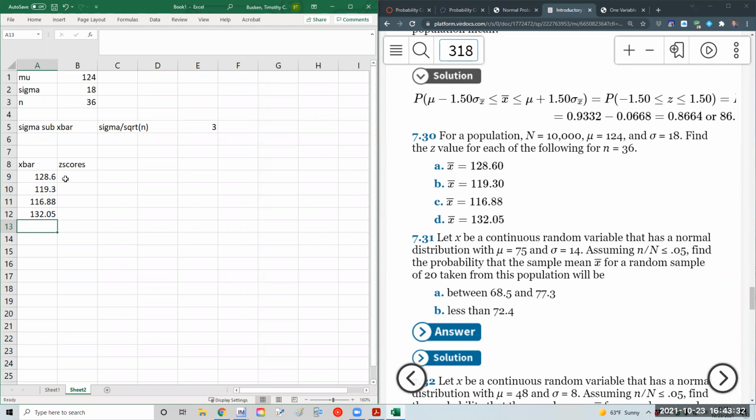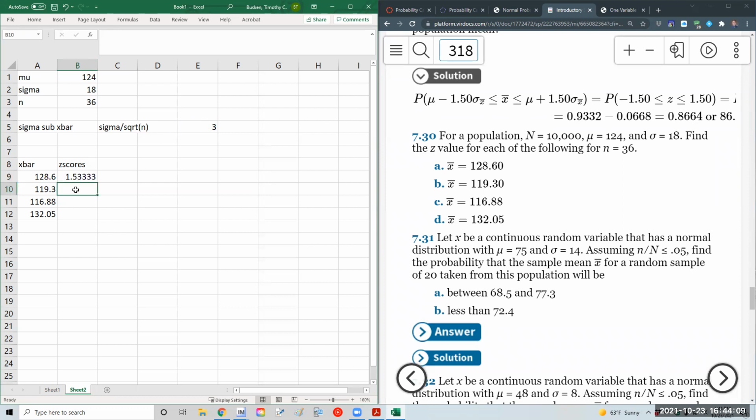Okay, so double check I've entered those correctly, looks good. So now I'm going to type in the z-score formula. And so that's going to be equals to, I'm going to use parentheses for my numerator. It's the value of x bar, in this case, minus the mean, the population mean. And then we want to divide that by the standard deviation of the sampling distribution, this number.